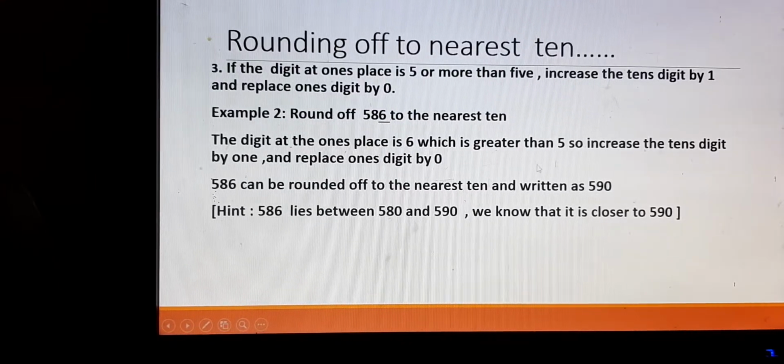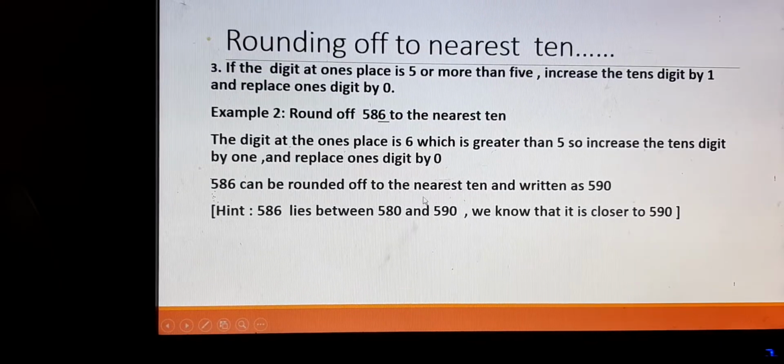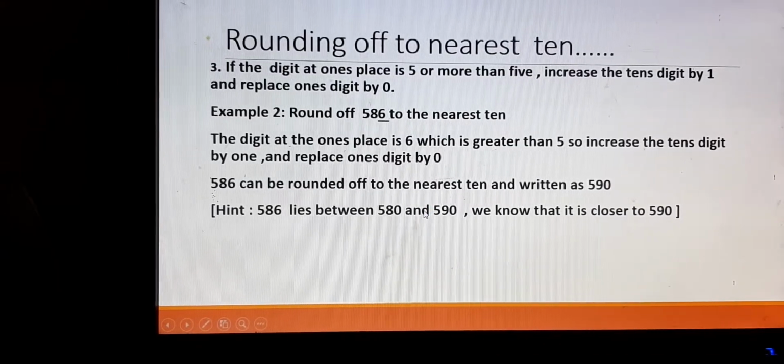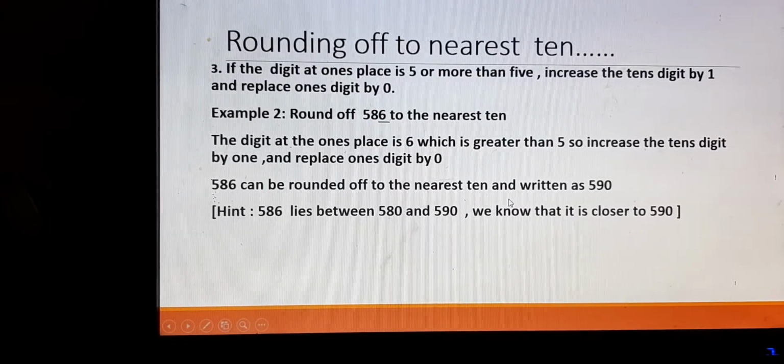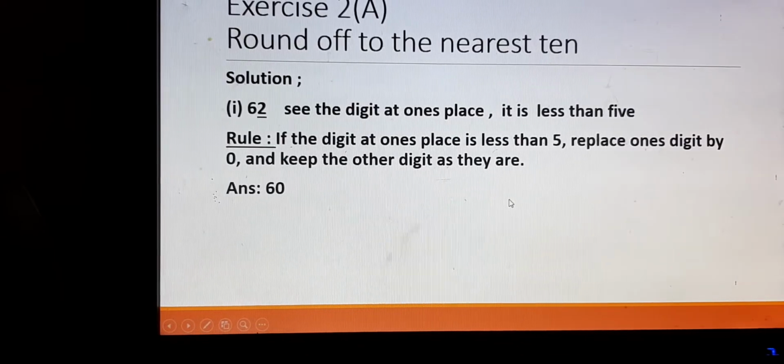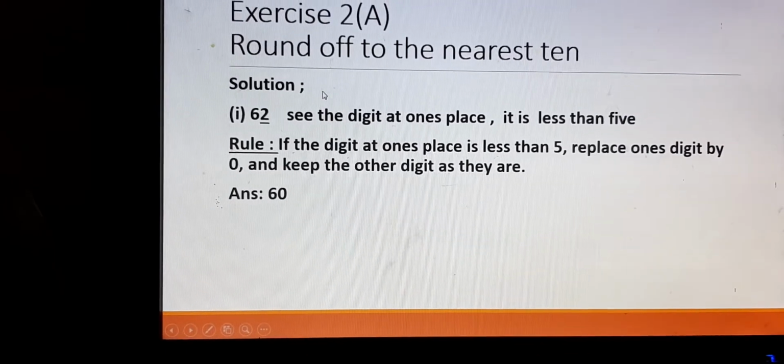Otherwise also you can think, 586 lies between which tens? 580 and 590. But we know that 586 is closer to 590. Because the middle number is 585 and it has crossed and come to 586. So we can say that you can round it off as what? 590. Now we will do some questions from the exercise.